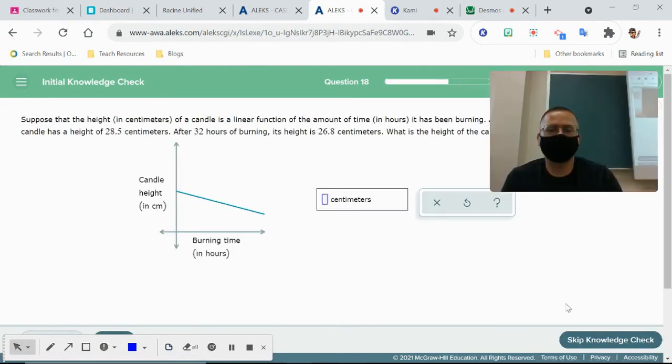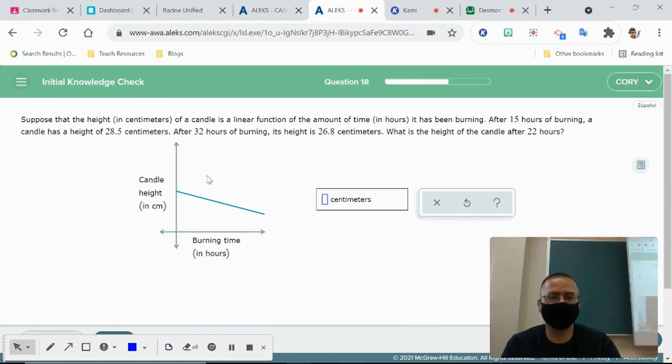We can do this. So this is linear, right? You see a line. A candle is a linear function because you can actually do this. You could graph how long a candle would burn. So you could do this as like a project if you wanted to. After 15 hours of burning, the candle has a height of 28.5 centimeters. After 32 hours of burning, its height is 26.8. What is the height after 22?